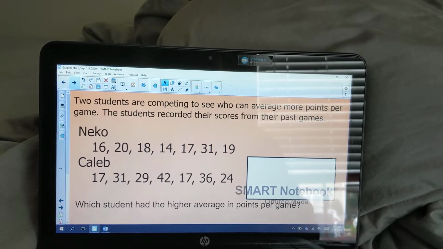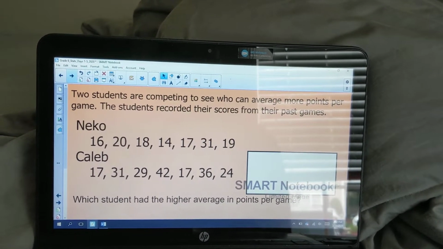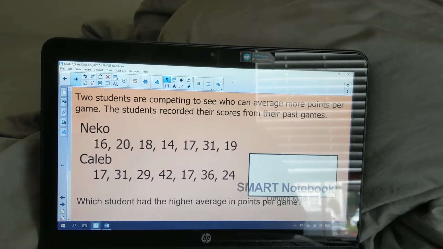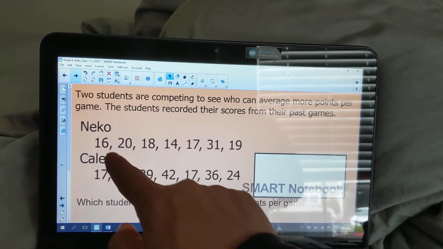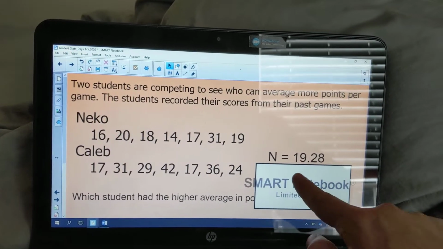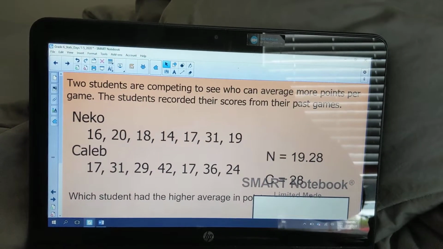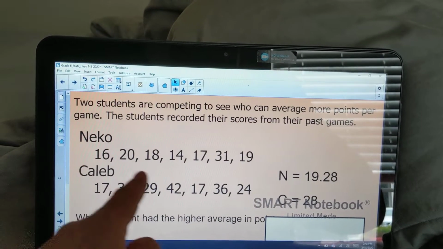Okay, we're trying to see which student had the higher average in points per game, which means we need to calculate the average for both Nico and Caleb. The first thing I'm going to do is add up Nico's scores. And when I add up 1, 2, 3, 4, 5, 6, 7 numbers, I see that Nico had an average of 19.28. I added the 7 numbers and then I divided by 7.